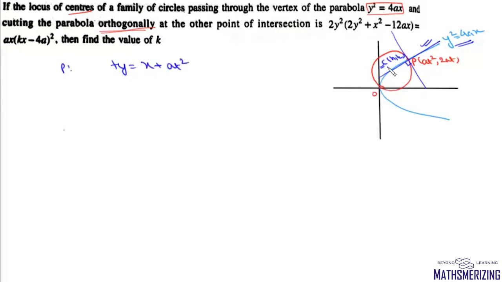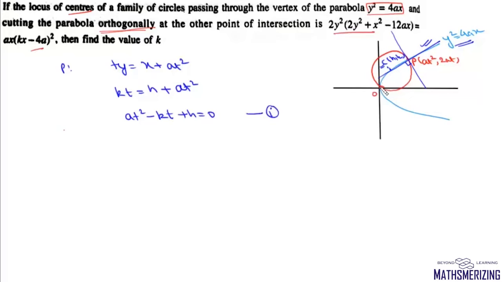And since the center of the circle will lie on this tangent, we can write kt equals h plus at square, and we'll write it as a quadratic equation in t. So we can write this as at square minus k into t plus h equals 0, and that's our first equation.